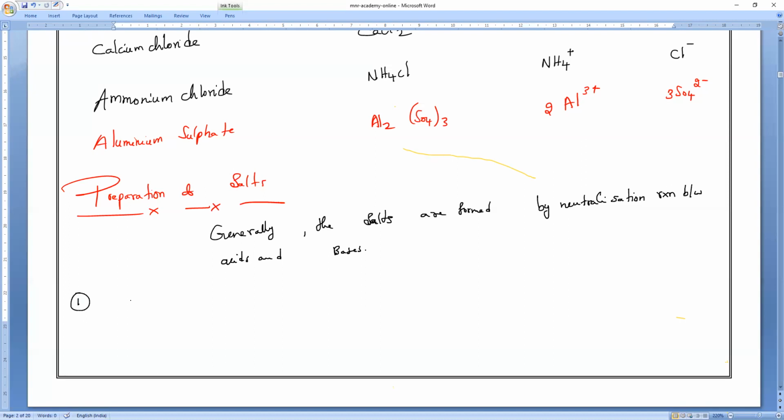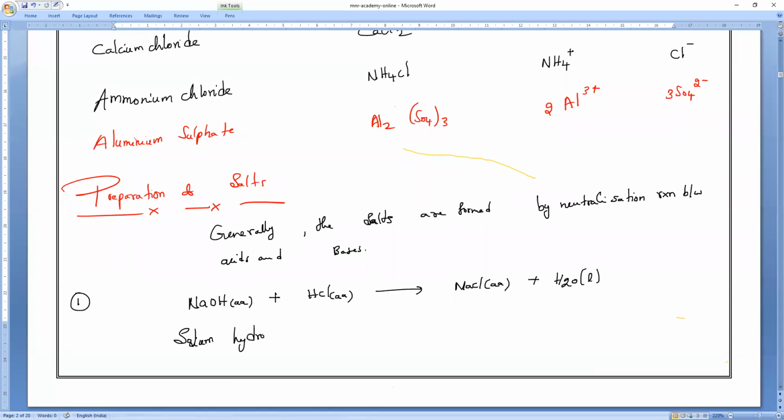Let me take example number 1. Sodium chloride, salt, and water are formed by the neutralization reaction of what? All of you respond fast. Sodium hydroxide plus hydrochloric acid will give you what? Sodium chloride plus water. Okay, that is what. I know still legends are there who don't even know the sodium hydroxide name.